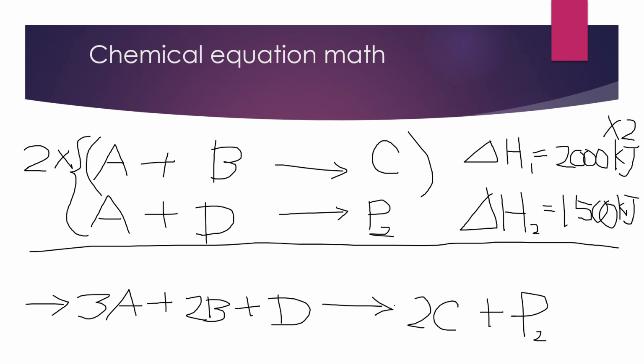Now we notice we're adding both of these chemical reactions together to produce our final reaction. So we want to add the chemical equations, and also add the delta H's, right? We also want to add these enthalpies. But remember, our very first enthalpy has to be multiplied by 2 first. So in this case, our enthalpy for our final equation is equal to 2,000 times 2, so we have 4,000, plus 1,500. And here we would have 5,500 kilojoules.